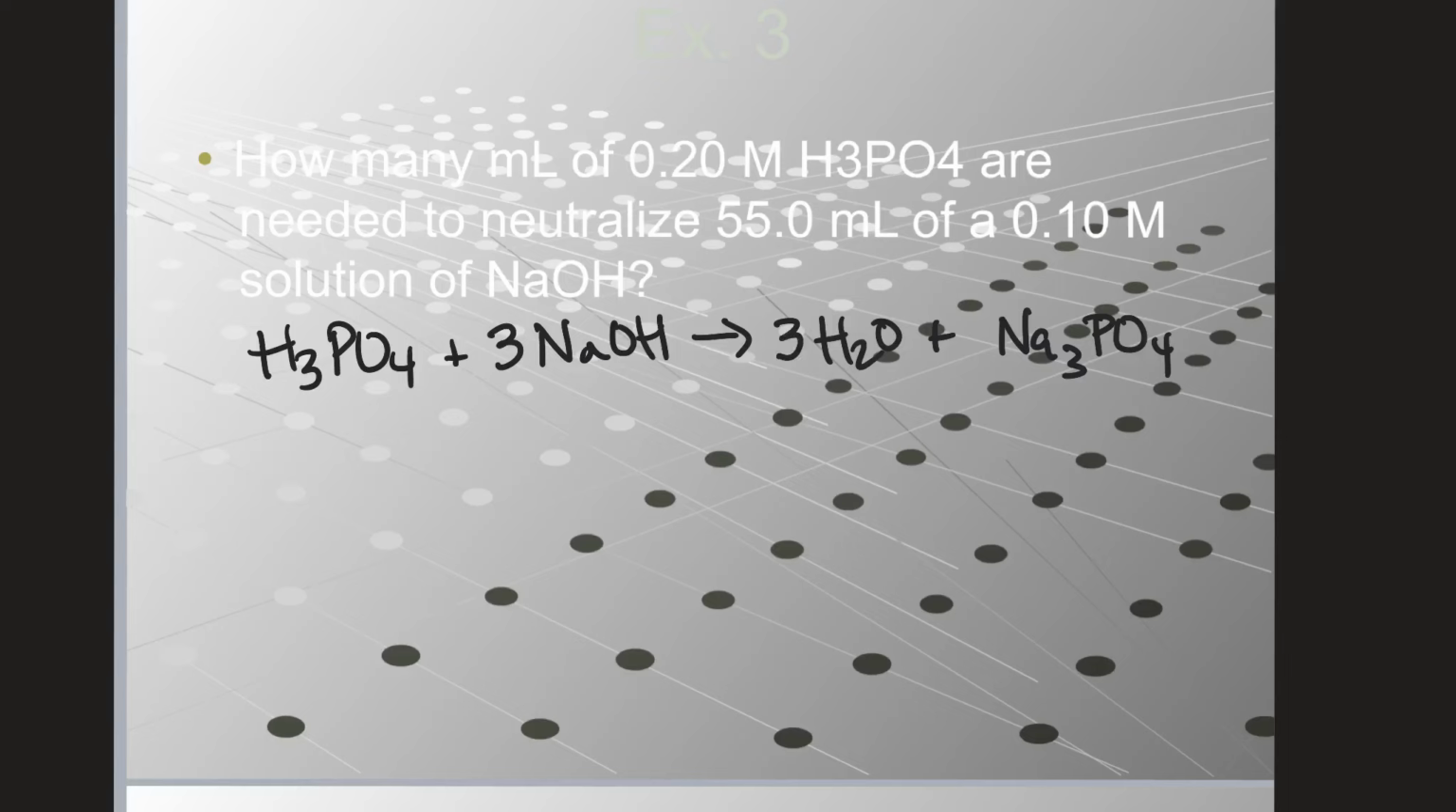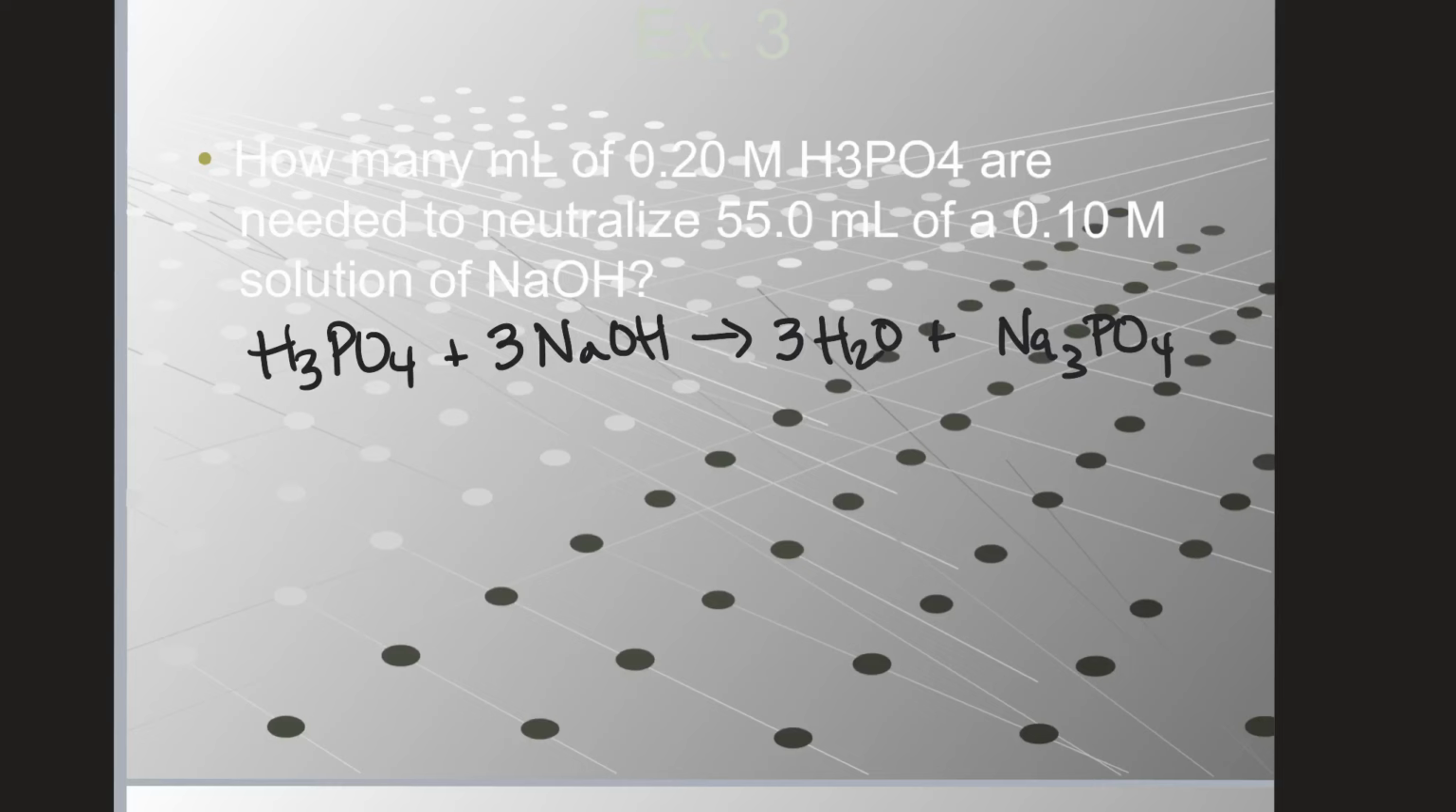I'm trying to make sure. So this will give me 6 hydrogens, 3 hydrogens plus 3 hydrogens, 6. We have 4 plus 3 oxygens, 7, and 7. Yes, so this is your balanced chemical equation. Cool.